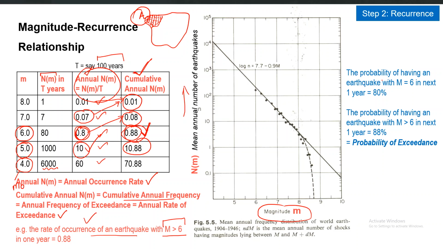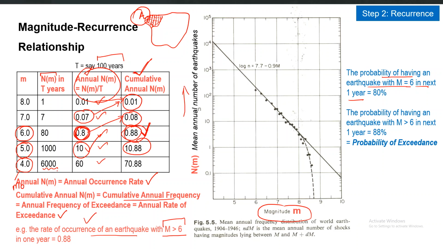We can say that the probability of having an earthquake with M equal to 6 in the next 1 year is 0.8 or 80%. So the same trend or the same occurrence rate which we have calculated based on the past data, we can just use for the future also. So the probability of having an earthquake with M equal to 6 in the next 1 year is 80%, which is this one.